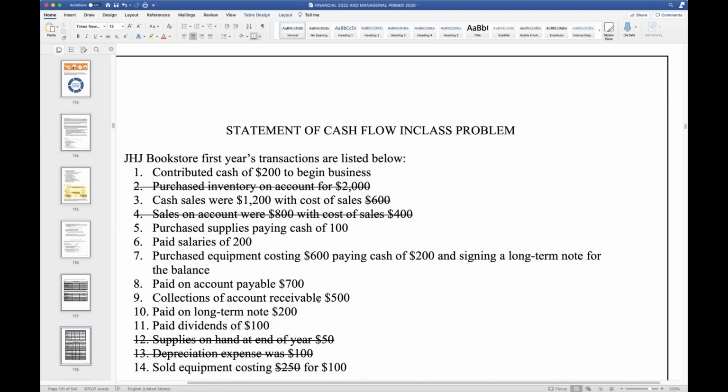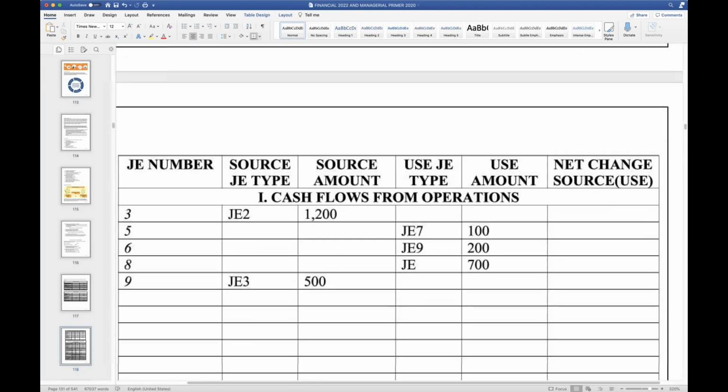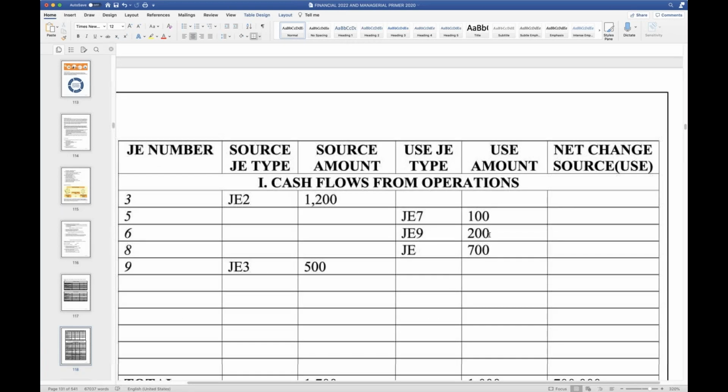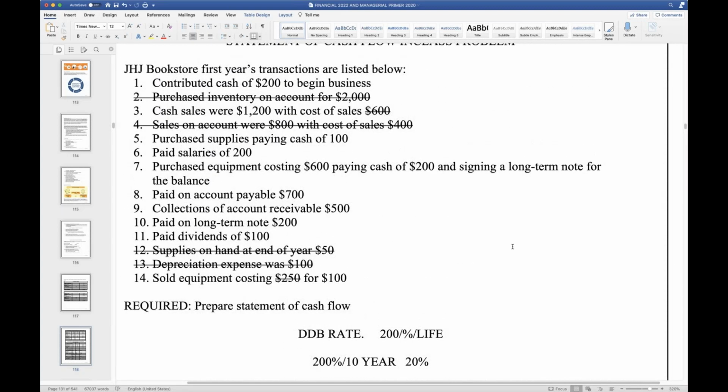So this is a different way of looking at it, but you've got to be able to determine whether a company has cash from operations. We purchase supplies, we pay salaries. So 5 and 6 are going to be those operating items. For journal entries, 5 and 6 are operating items. JE7, we paid a liability. JE9, we paid an expense. Okay, so that just covers purchasing, paying cash for the supplies, and paying salaries.